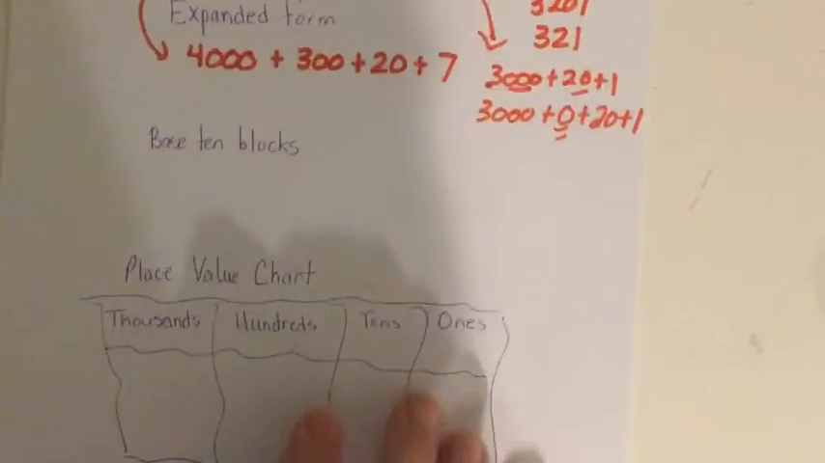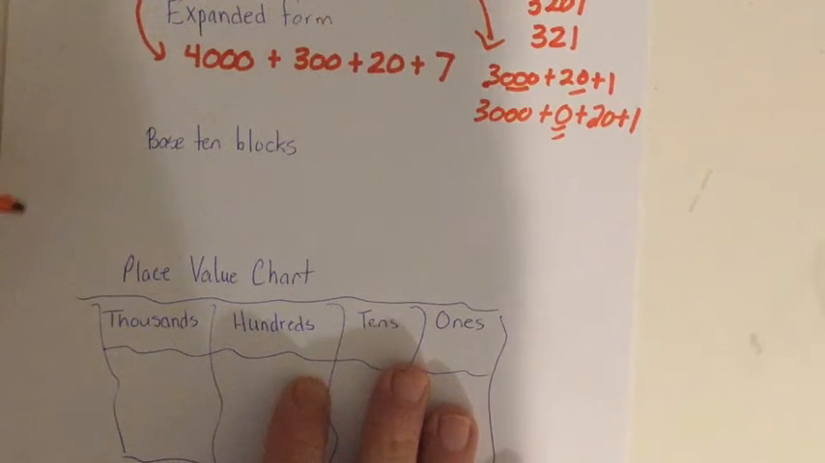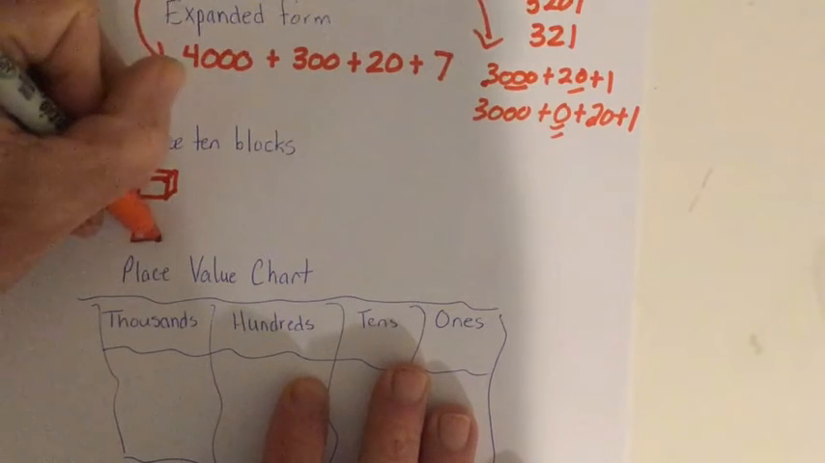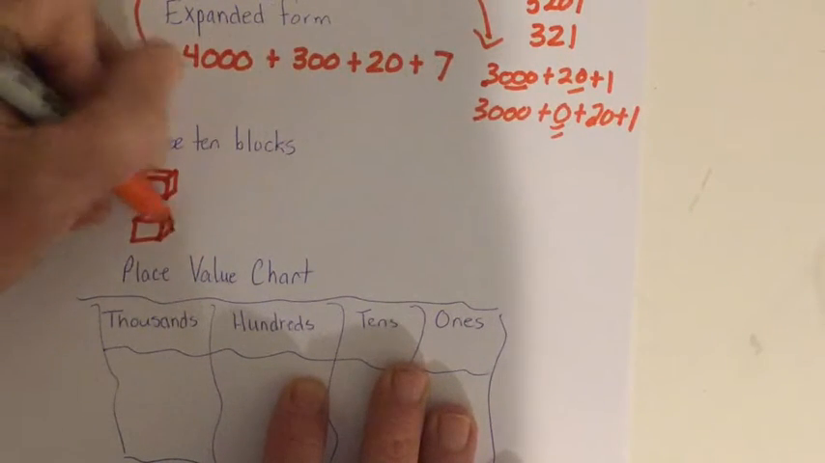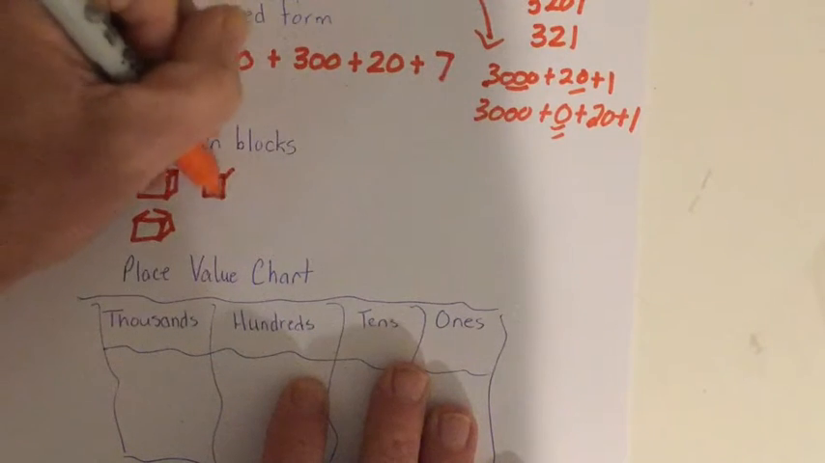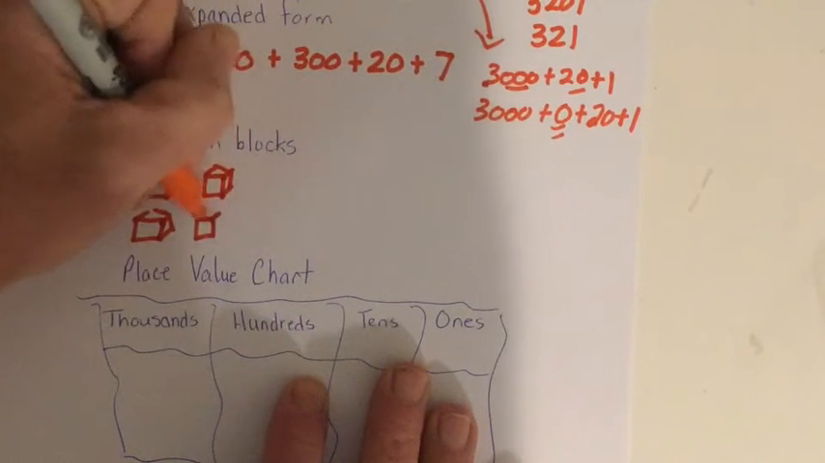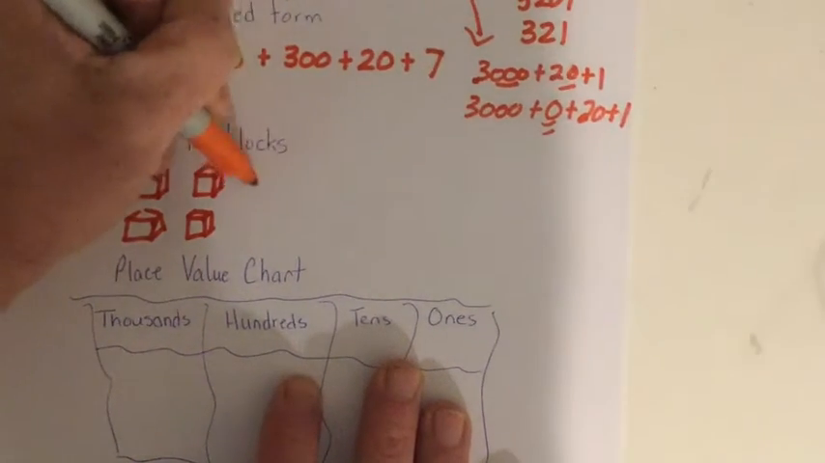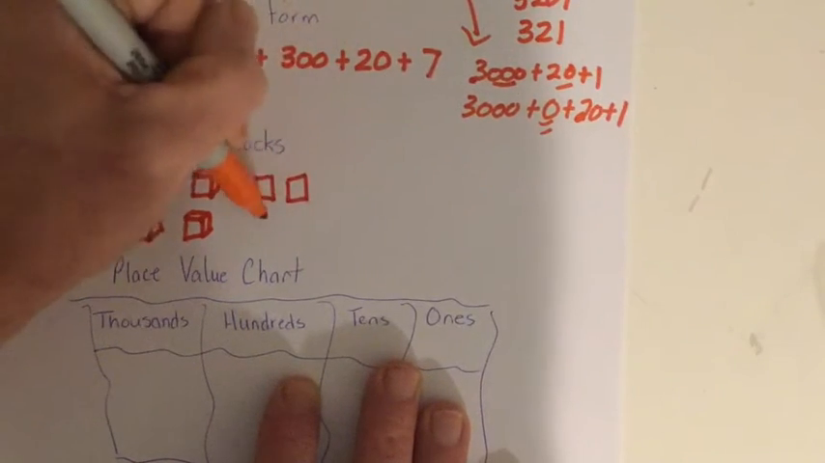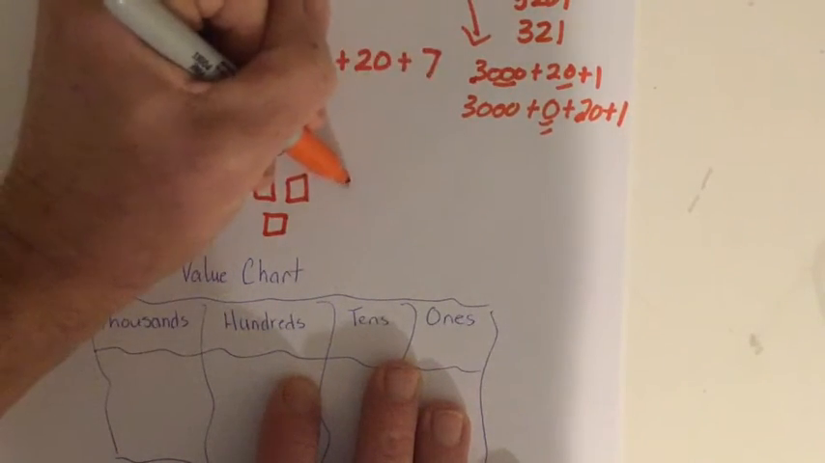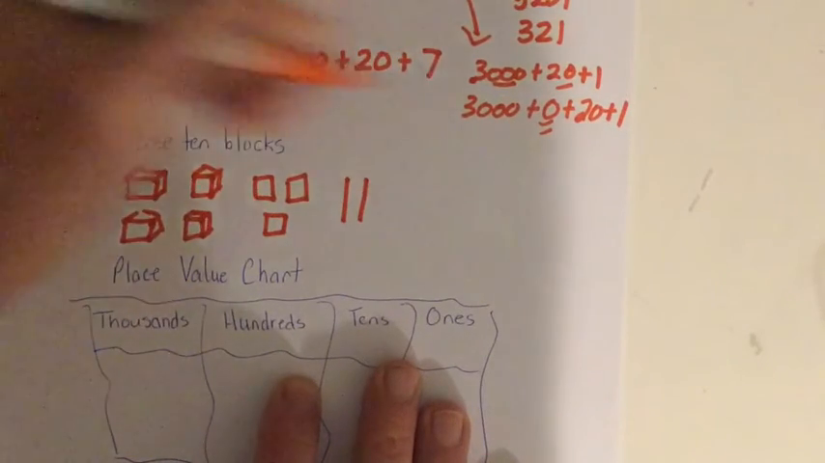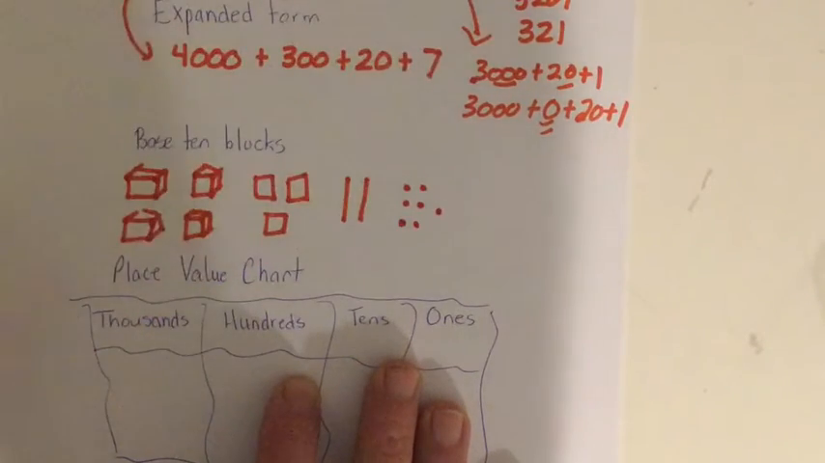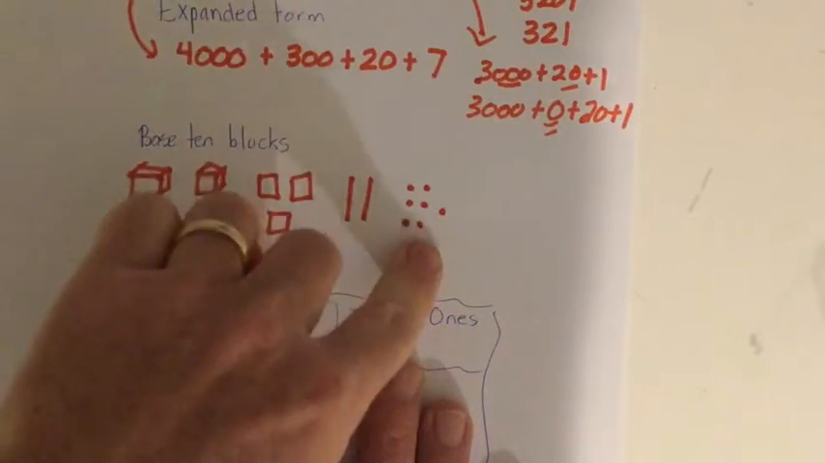Base 10 blocks. So if I did 4,327, if you're doing it as a picture, you're drawing these 3D blocks for the thousands. The students have used the base 10 blocks in the classroom, and so then hundreds would be 3 squares. The tens are lines, and then the ones are dots. So I would have 4,327.